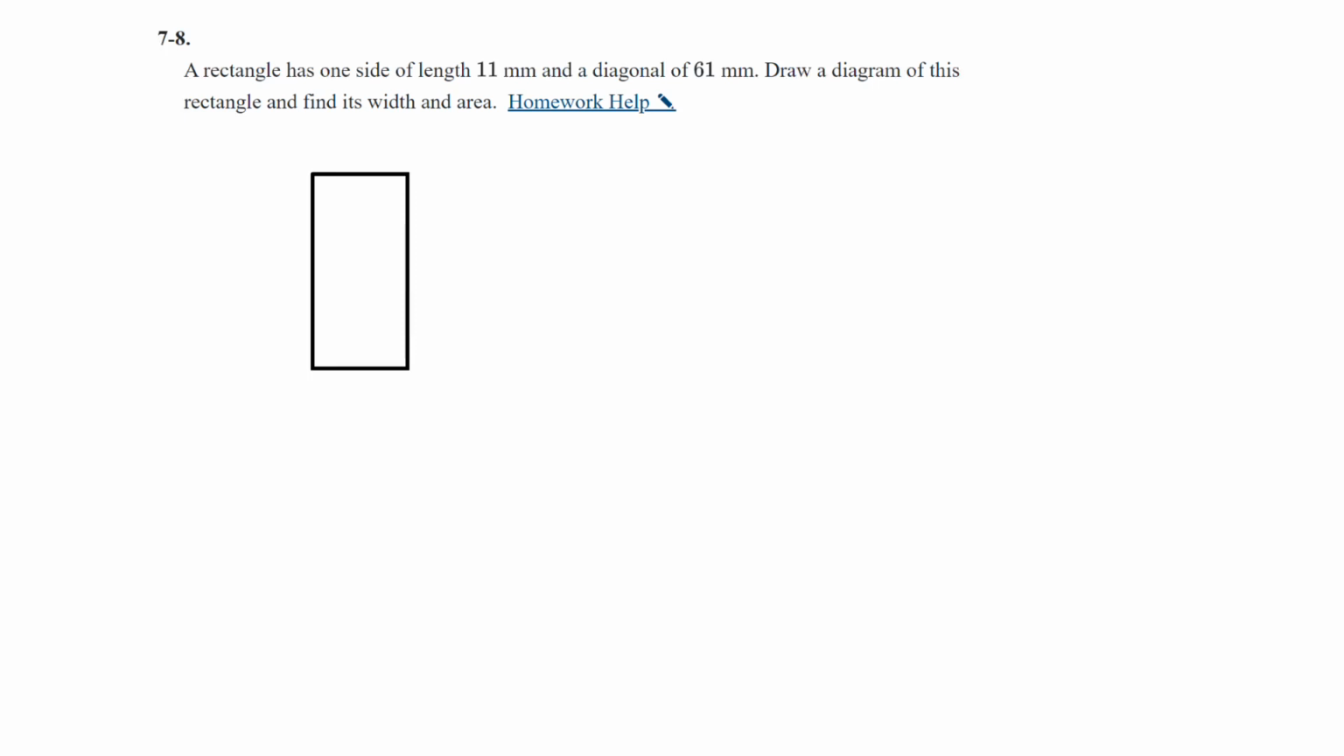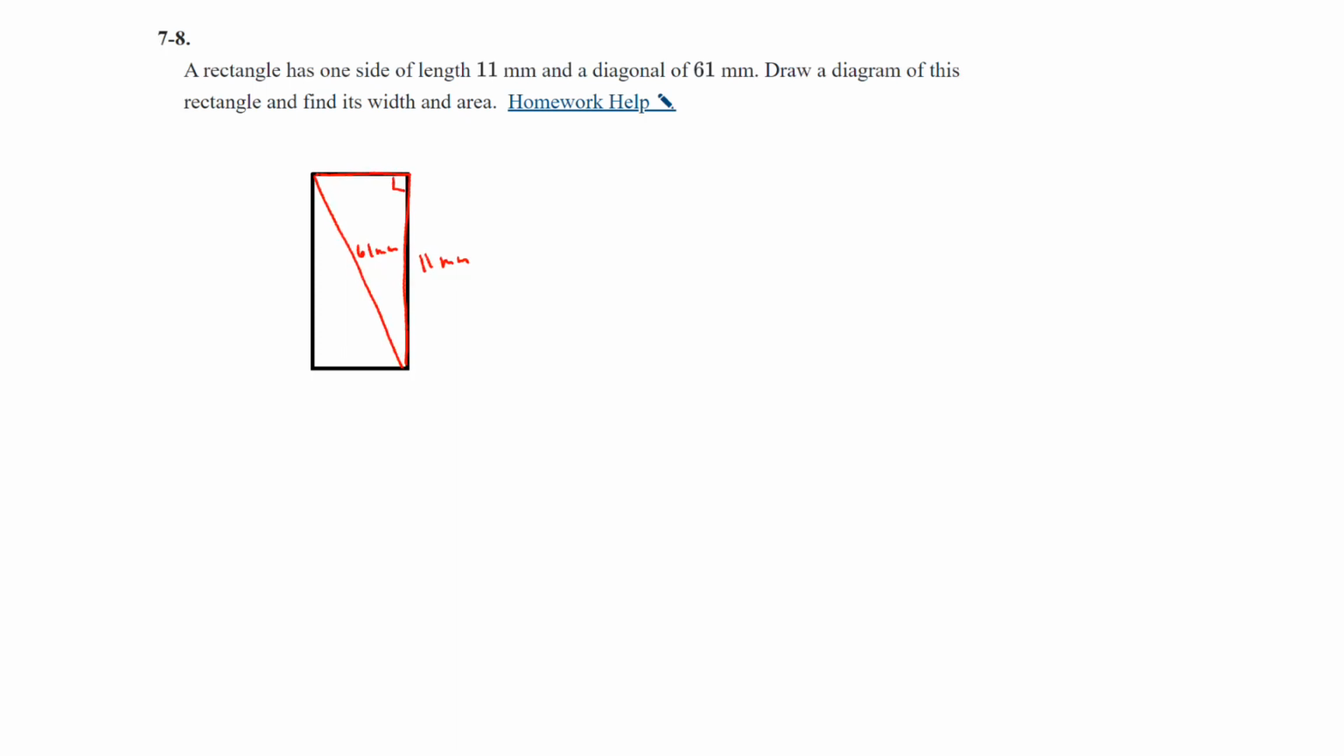Question A. A rectangle has one side of length 11 millimeters and a diagonal of 61 millimeters. Draw a diagram of this rectangle and find its width and area. So we have a rectangle, so draw that out. We have a diagonal of 61 millimeters, and we also have a length of 11 millimeters. And you can notice that this is a rectangle, so we are going to have a right triangle here.